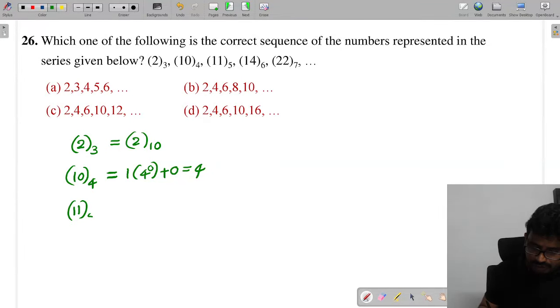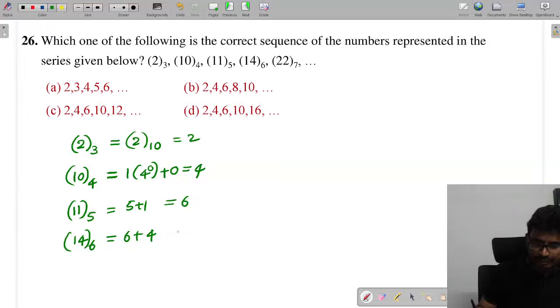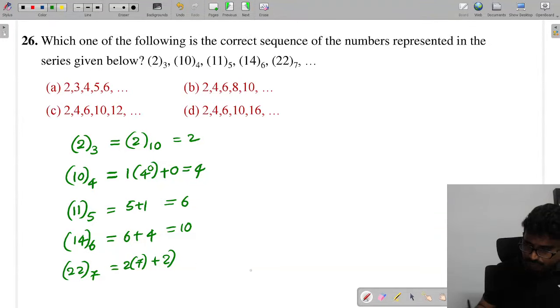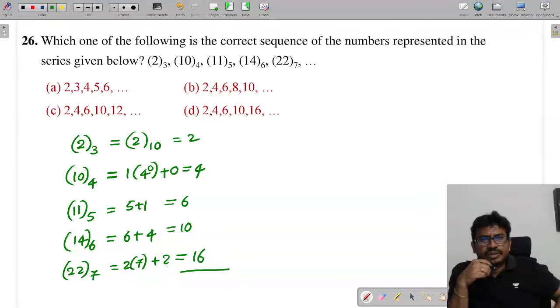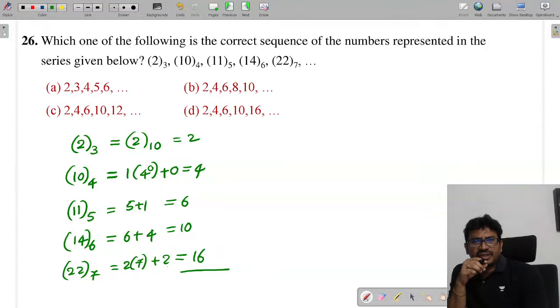Next, 1 1 in base 5, so it comes as 5 plus 1, which is equal to 6. Next, 1 4 in base 6, that is 6 plus 4, which comes as 10. Next, 2 2 in base 7 comes as 2 into 7 plus 2, so this is 14 plus 2, 16. They are asking for ascending order. Okay, we need to arrange them in this order: 2, 4, 6, 10, 16. Option D.